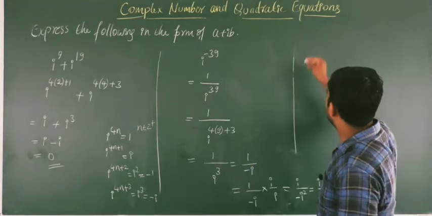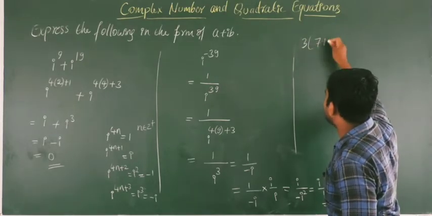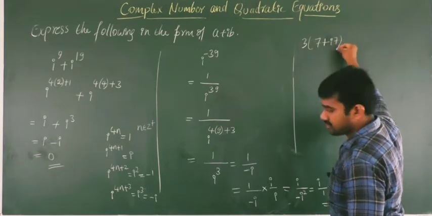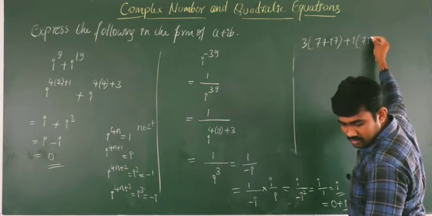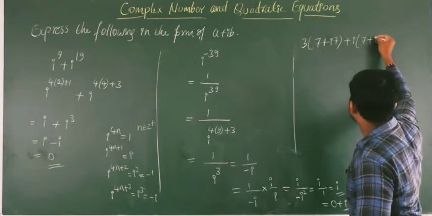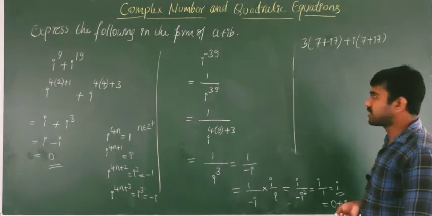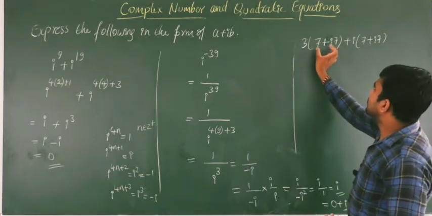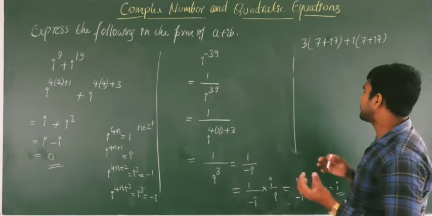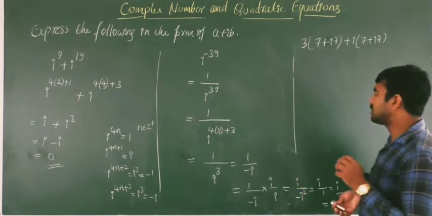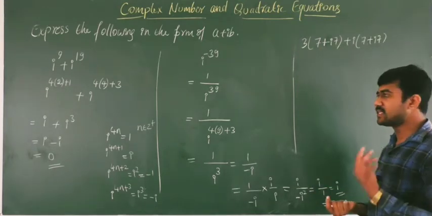The next question is (3 into 7 plus i into 7), plus (i into 7 plus i into 7). You can observe here that 7 plus i into 7 is common in each. Either you can take the common term outside and write the remaining terms inside the bracket, and solve like that, or else directly you can multiply and simplify. Anyway, you can solve this question.